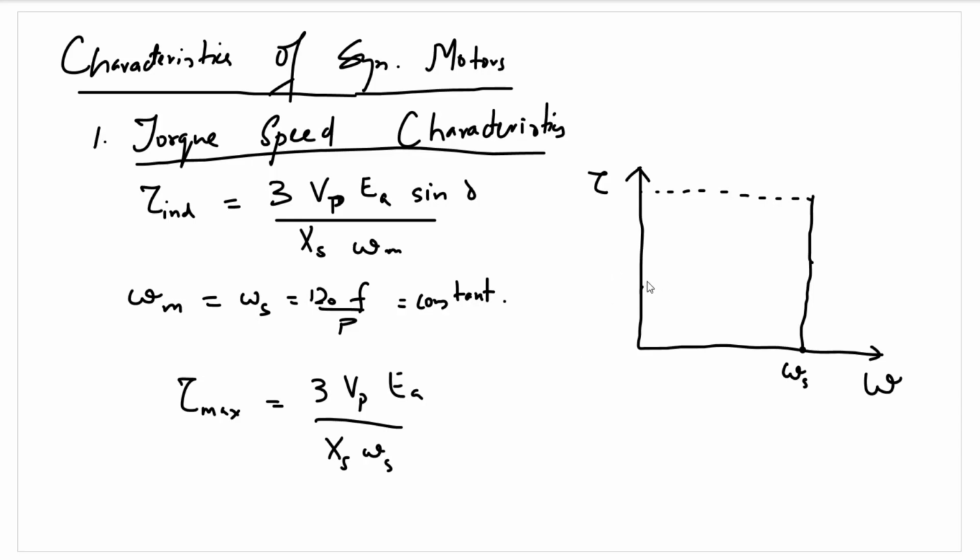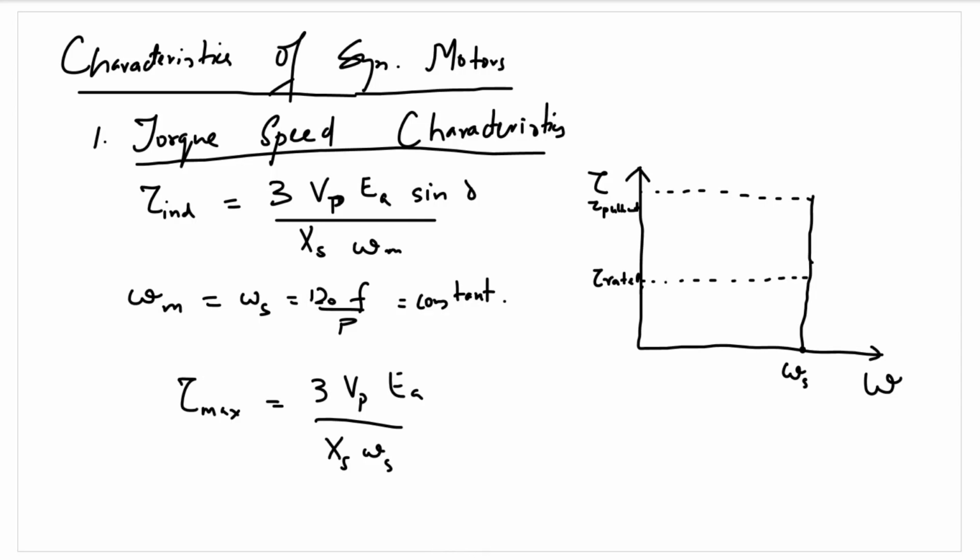Accordingly, we'll have a rated value of torque and we'll have a pull out value of the torque. The maximum or the pull out torque will occur at delta equal to 90 degrees. But normally the full load torque, the rated value, is much lesser than the maximum value or the pull out torque of the machine. The pull out torque may be somewhere around 3 times the full load torque or the rated torque of the machine. So this is the torque speed characteristics.